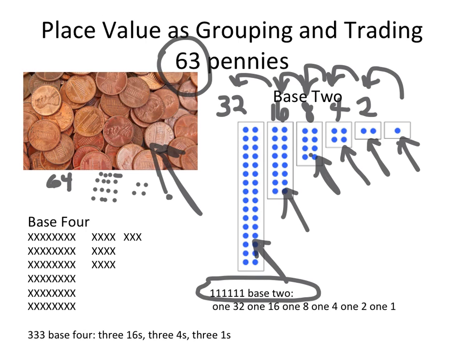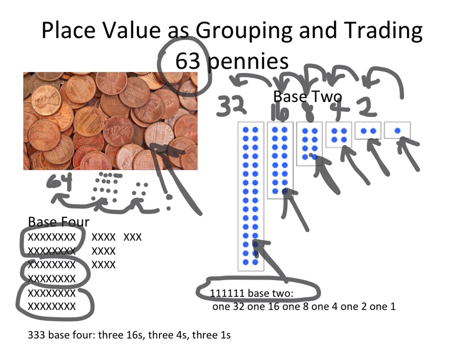So again, if we group our pennies in base 4, we have the ones place, then our group of 4. When we get 4 of those, we have a group of 16. When we get 4 of those, we have a group of 64. So if we organized our pennies in base 4, we would end up with 3 groups of 16, 3 groups of 4, and 3 leftover ones. Not enough to make a group of 4.